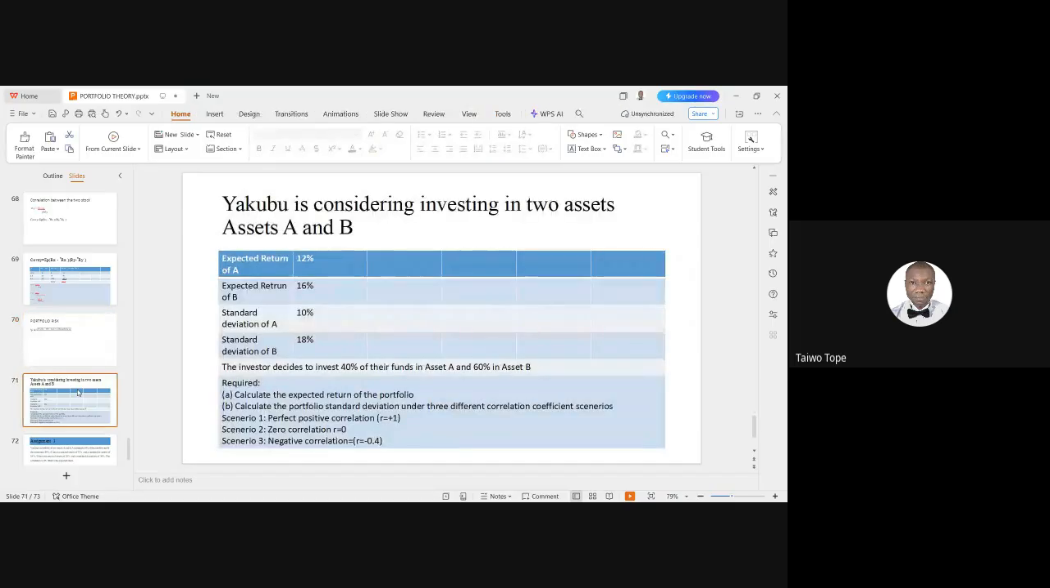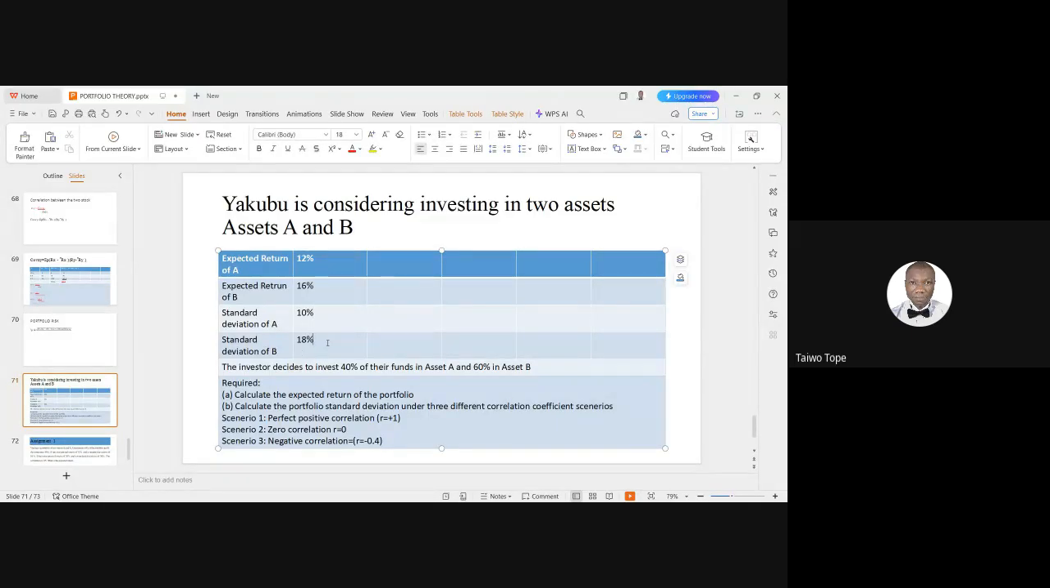We have a question, right? This is a question. Yakubu is considering investing in 2 assets, asset A and B. Let me change it to, anyway, you can still leave it. I want to change it to X and Y. You can still leave it. Expected return of A, 12%. Expected return of B, 16%. Standard deviation of A, 10%. Standard deviation of B, 18%.